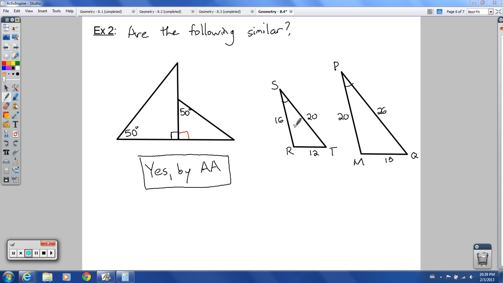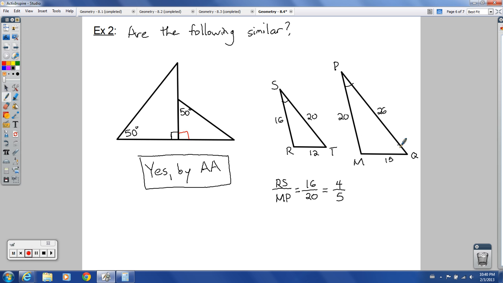So are these sides matching up with each other? Let's see. RS would be a good comparison. So let's compare RS to, RS would match up with MP. So R to S matches up with M to P. Let's see what that is. As a fraction, that would be 16 over 20, which would equal 4 over 5. And now let's compare another one and see if we get something the same or different. So I could compare RT to MQ. Looks like that would be 4 over 5.